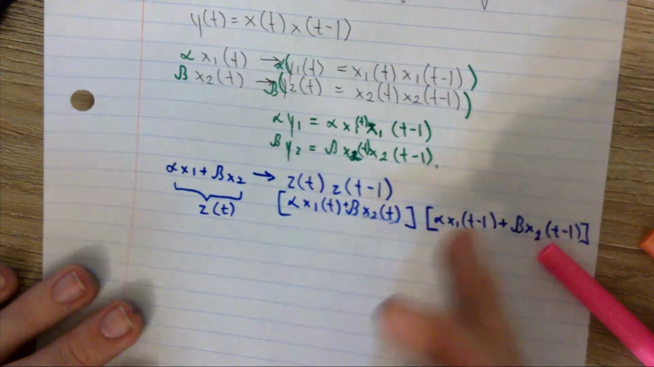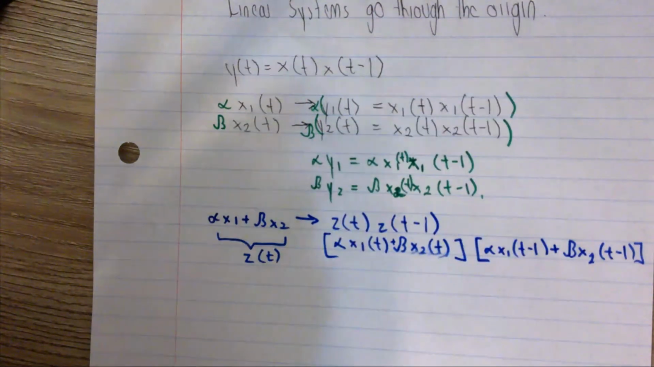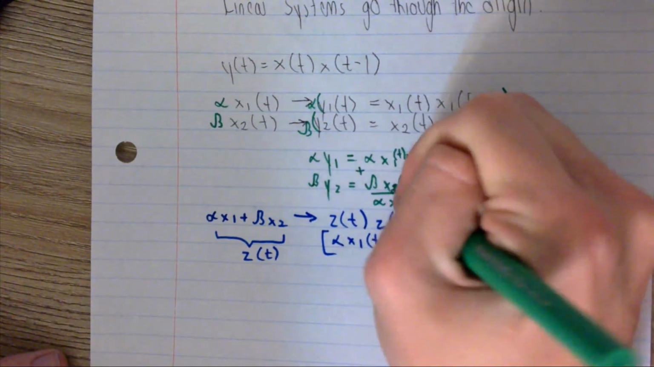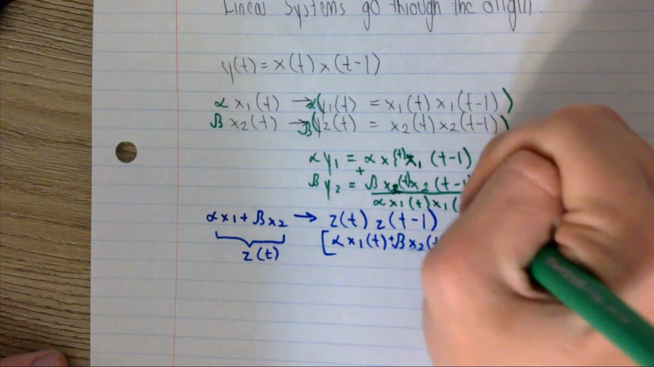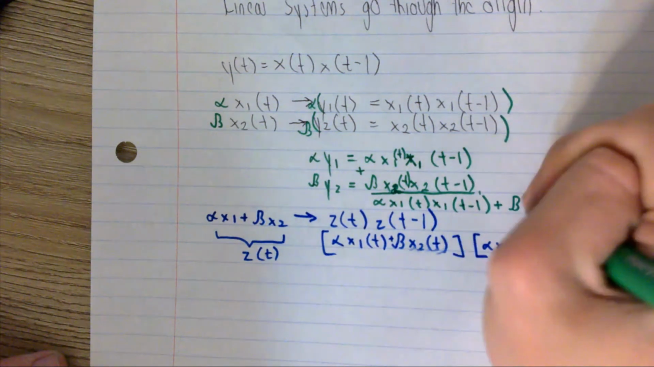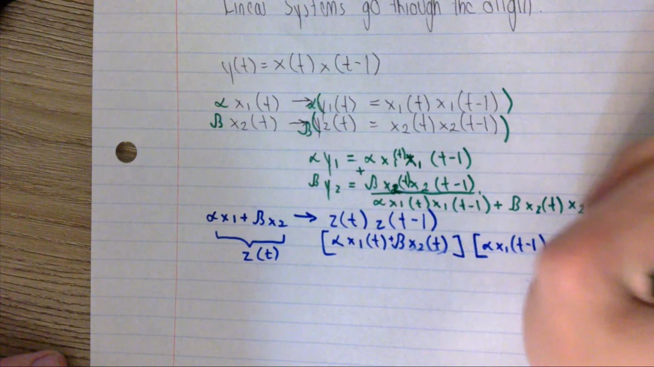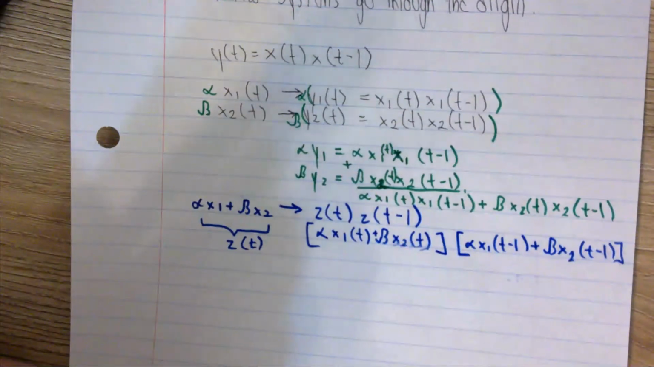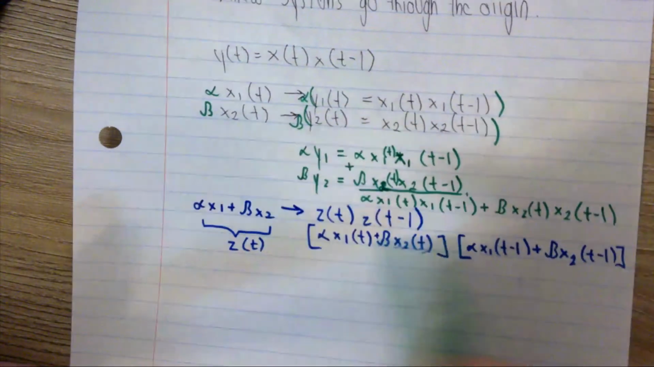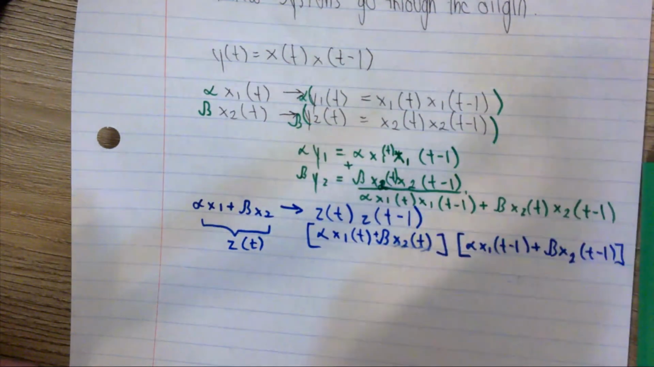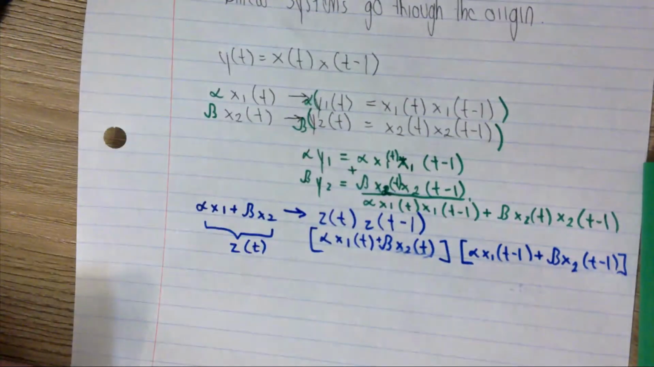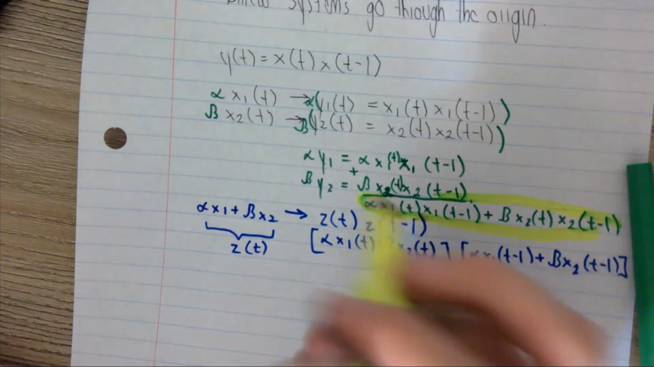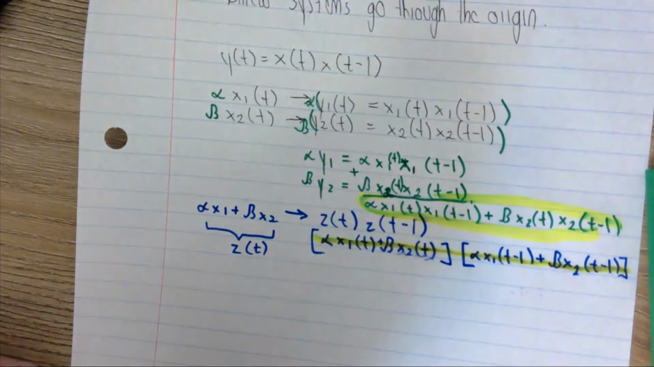This does not match the one above if we add it together. Well, let's see. If we add the output here, it's going to be alpha x1 of t times x1 of t minus 1 plus beta x2 of t times x2 of t minus 1. So does this match this? No, it does not. If you carried out the multiplication here, it's going to be a FOIL, and that does not match this, because this would only have 2 terms. This would have 4. So this system here does not match this system. Therefore, this is not linear.